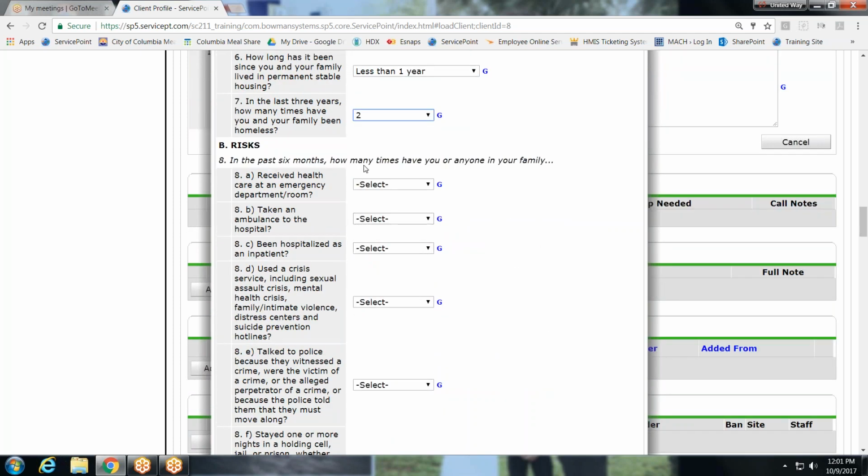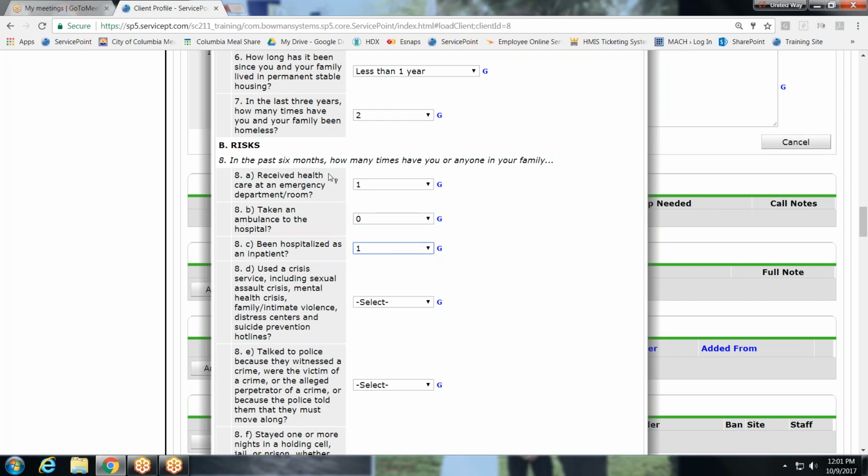In the past 6 months, how many times have you or anyone in your family received health care at an emergency department or room? Once. In the past 6 months, how many times have you or anyone in your family taken an ambulance to the hospital? None. In the past 6 months, how many times have you or anyone in your family been hospitalized as inpatient? Once.